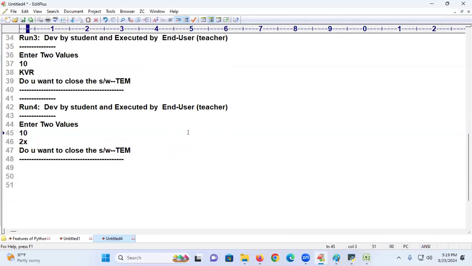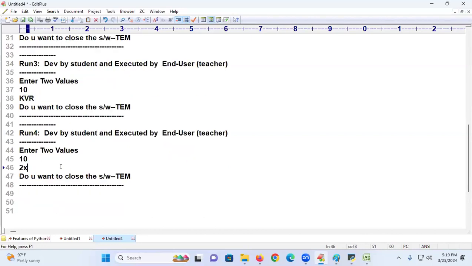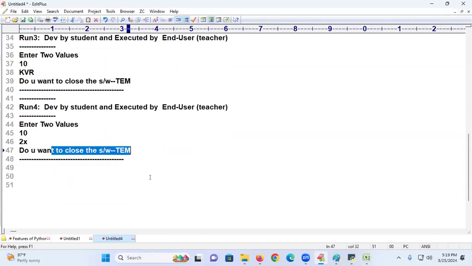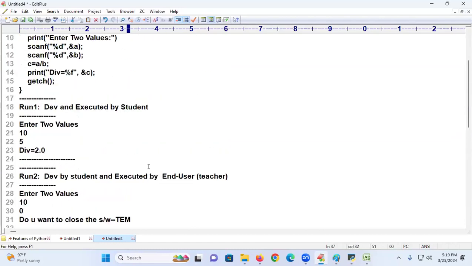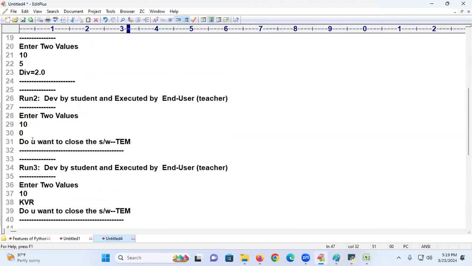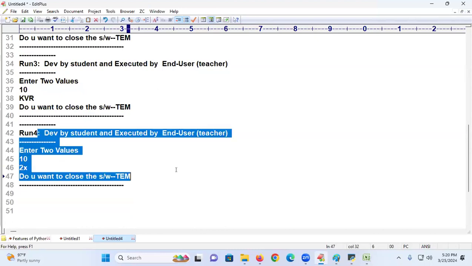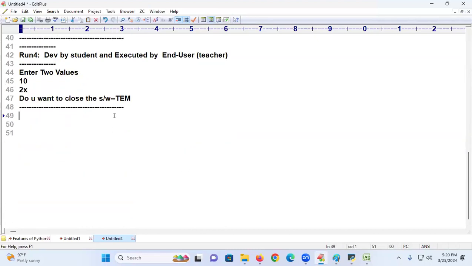2x. 10 and 2x. Same. If I am a perfect programmer, here don't enter alphanumerics. Don't enter strings. Please enter what? Integers. Now here 2x. Don't enter alphanumerics. Then I will feel you are a good student. Then it is saying, do you want to close the software? So first time 50 out of 50 you expected. Next 10 marks cut. 30 by 50. Now 10 more marks cut. 20 by 50.